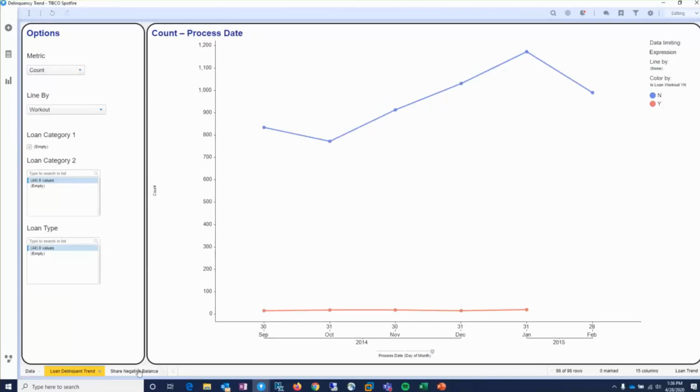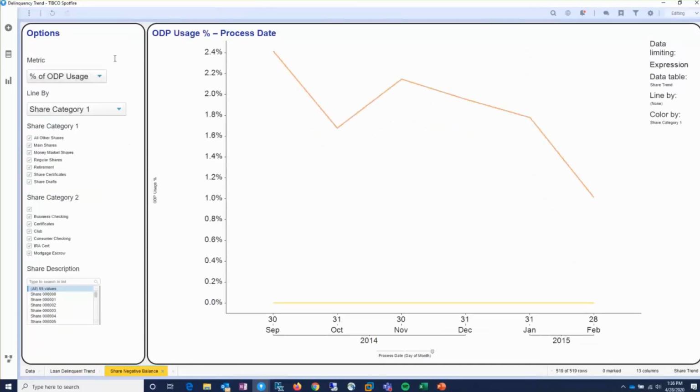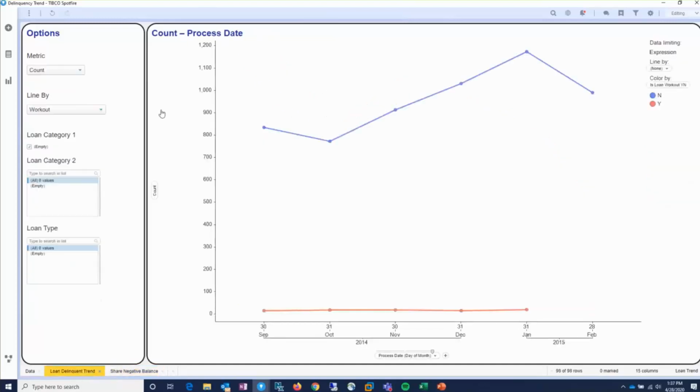And you do that on the loan side and on the share side, and do, say, percent of the ODP usage. You can break it down by share category 1, and you can do a bunch of filtering as well. This is another dashboard that's seen quite a bit of use over the last month and a half or so, so that they didn't have to create custom reports right away. They already had something they could reference to at least get high-level trends and see where things are moving, without having to create a bunch of custom reports.